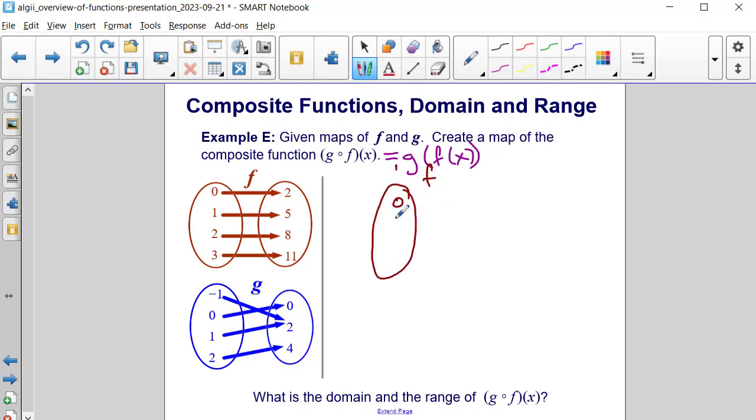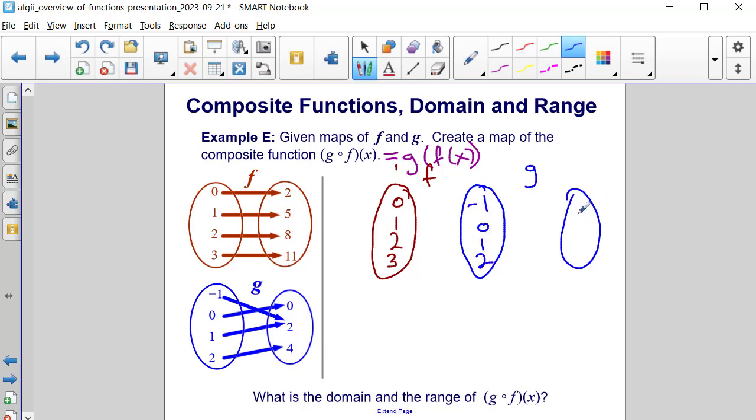So we have 0, 1, 2, and 3. And it's going to map to g, so we need to put the inputs of g here and the outputs of g furthest to the right. So we'll have -1, 0, 1, and 2. And then we'll have 0, 2, and 4. And now let's go through and see where the mappings take us. So in f, we go from 0 to 2. Okay, 1 goes to 5.